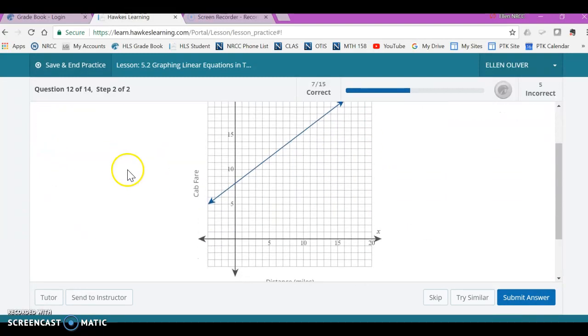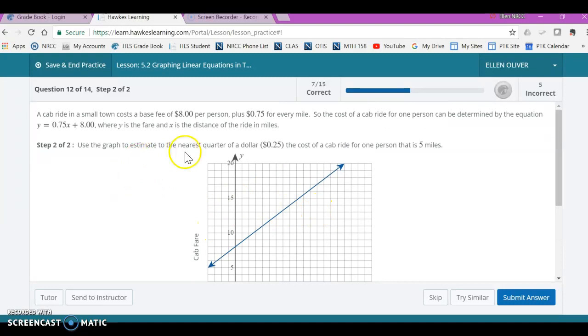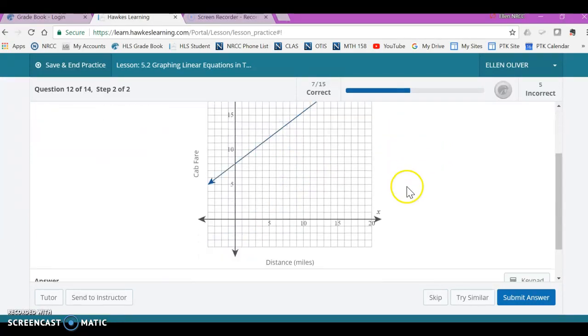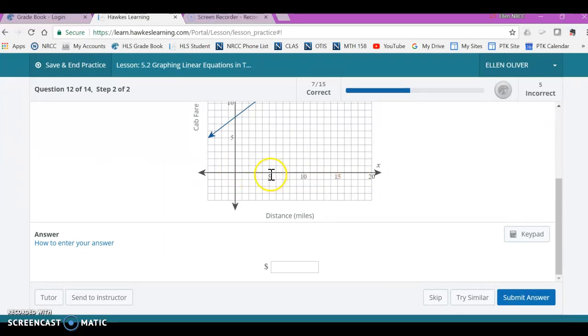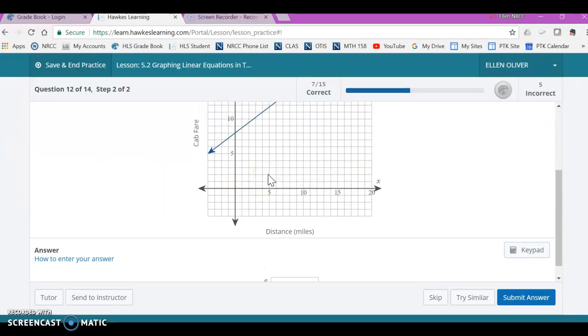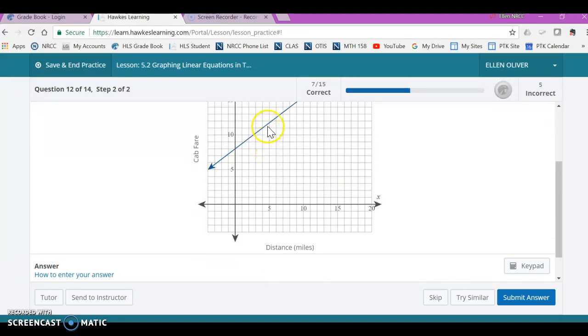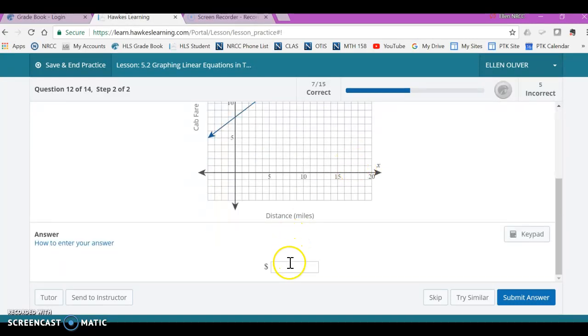And step 2 of that problem is, there's the line we just graphed. Use the graph to estimate, to the nearest quarter of a dollar, to the nearest 25 cents, the cost of a cab ride for one person that is 5 miles. Well, x is the distance of the ride in miles. So I'm going to go along my x-axis until I hit 5, and then my y, if I follow that up, is going to tell me the cost of the ride. That looks to be really close to, but not on, that little 12, right? So here's 10, 11, 12. So I'm going to guess $11.75.